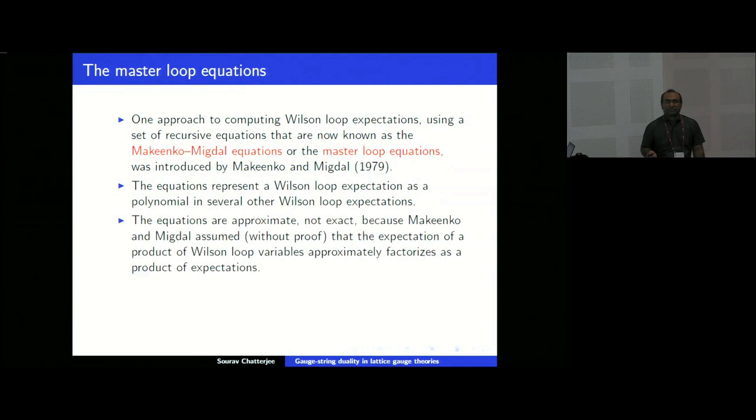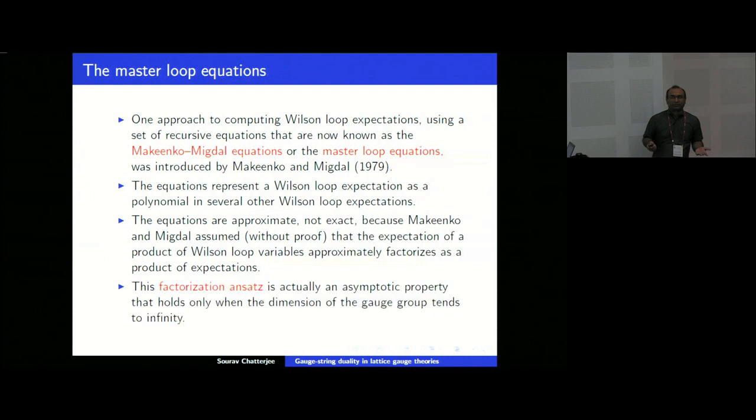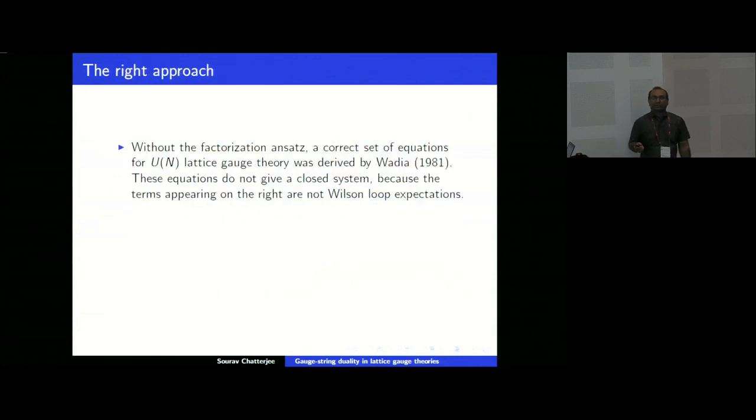Now, these equations are actually only approximate because they assumed that the expectation of a product of Wilson loops will be approximately factorized as a product of expectations, and this is only true as an asymptotic property when the dimension of this gauge group, the dimension of the Lie group that you're using, goes to infinity. So only then you can assume this kind of thing. Otherwise, it's only an approximate thing, so it's not exact. Okay. Now, if you want exact equations, so Spenta Wadia, he derived this set of equations for this theory, and this is an exact set of equations that you can get.